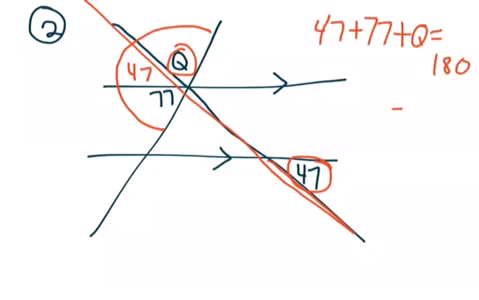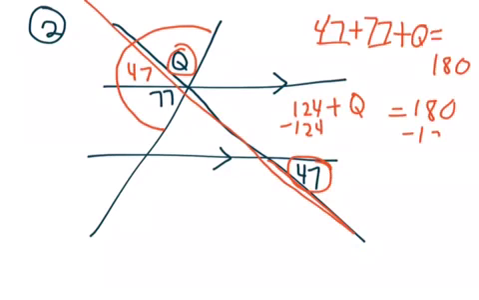So solving that problem, 47 plus 77 is 124. So 124 plus Q, take away 124 from both sides, and Q equals 56. So that's our answer.